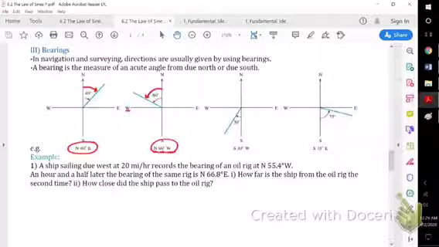Same thing on the next one here. This time, though, we can see it's starting at the bottom, so it's coming from the south and going over to the west. So it's south, that angle, which is 30 degrees, to the west. And then the last one here, we see it's starting at the south again. It's going this time towards the east at that angle. So we say it's south, 75 degrees east.